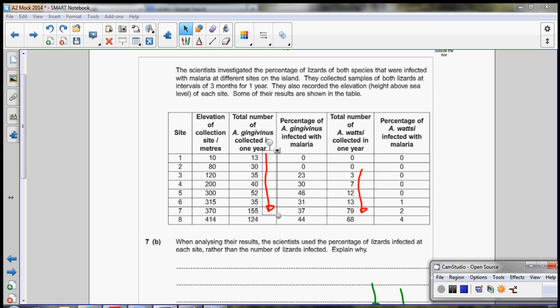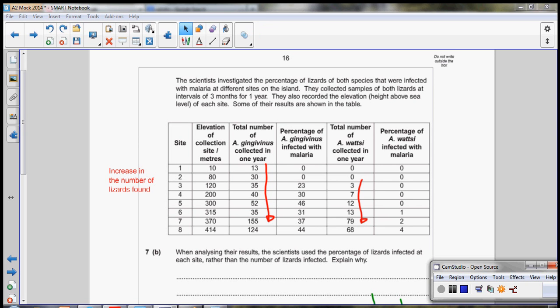For the A. wattsi, there seems to be an increase up to the same amount, 370 metres elevation, and then after that for both lizard populations there's a slight decrease. So it seems that these lizards quite like being high up. They prefer being at high elevations because as you go up in elevation you tend to find more lizards. So that's one thing I can see from this data.